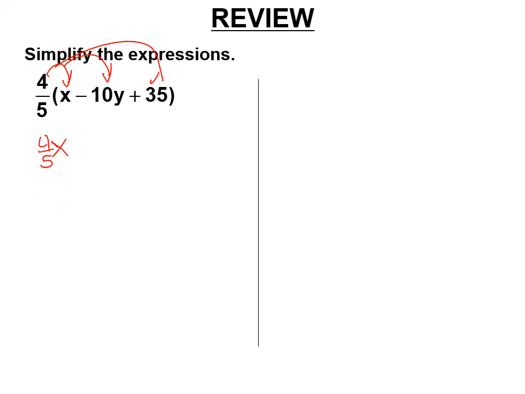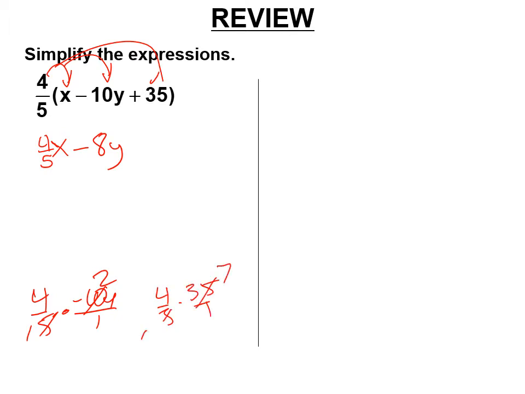And so then we're doing 4/5 times this negative 10y. And so this will cancel, and that will become a negative 2. So 4 times negative 2 is negative 8y. And then we have 4/5 times 35, and so that's 28. Distributing a fraction. Those expressions are equal. One is considered simpler because the parentheses are gone.